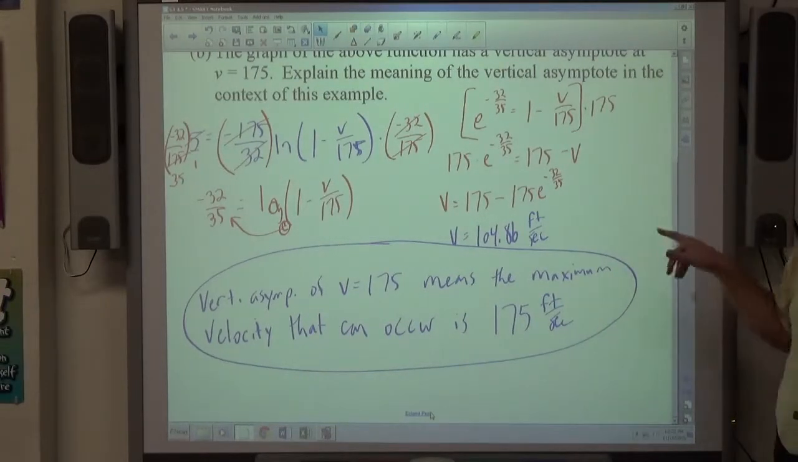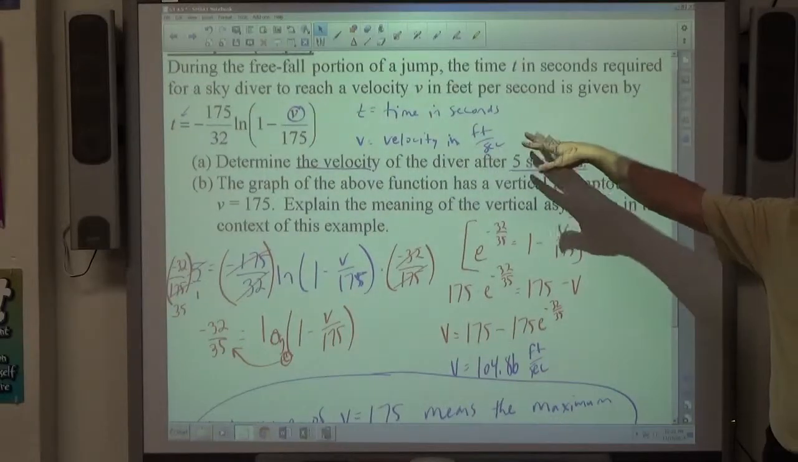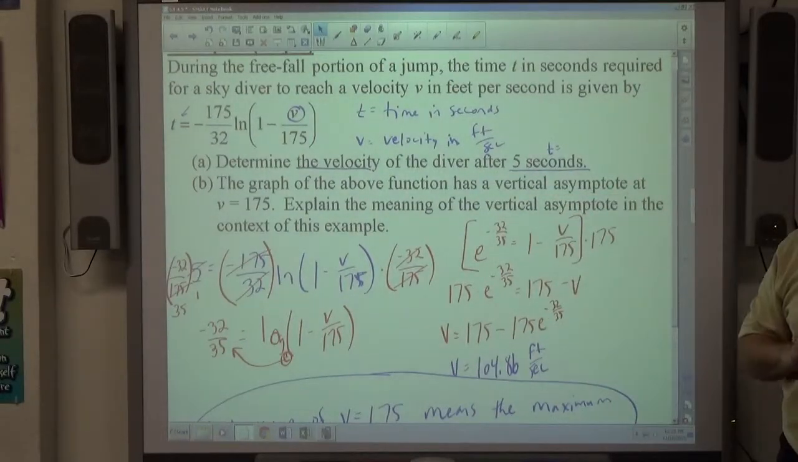So when they ask you to do something like that, again, an understanding of the variables in the problem will help you to answer a question of that variety.